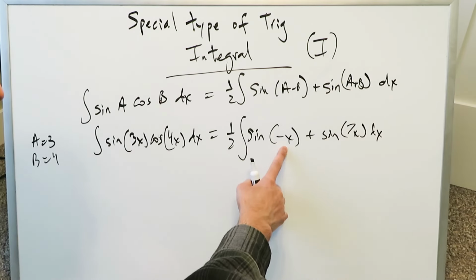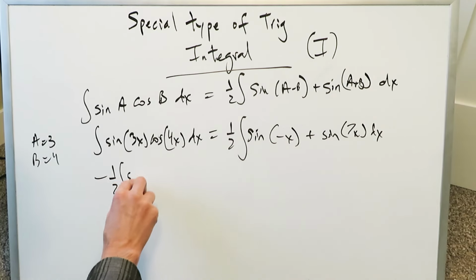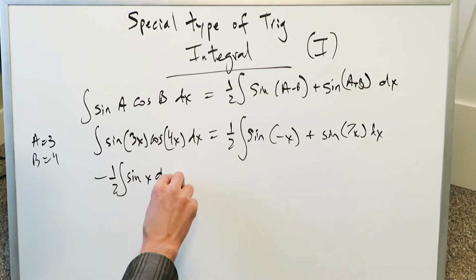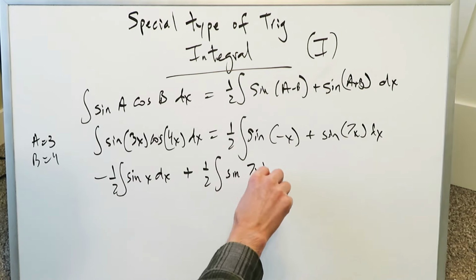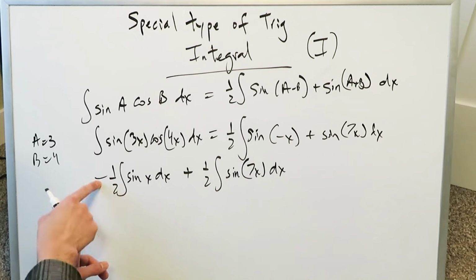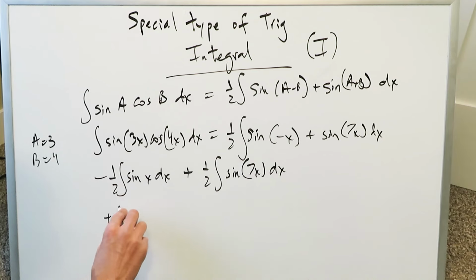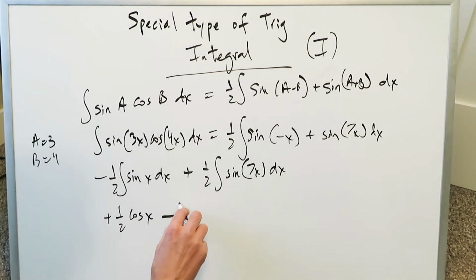Sine is an odd function. You can bring this minus right out here, park it out. You have minus 1 over 2, you're looking at the integral of sine x dx, plus 1 over 2 the integral of sine 7x dx. Let's expedite everything over here. When you do the antiderivative of this, you're bringing a minus cosine, it'll cancel out that. You'll have here a positive 1 over 2 cosine x.